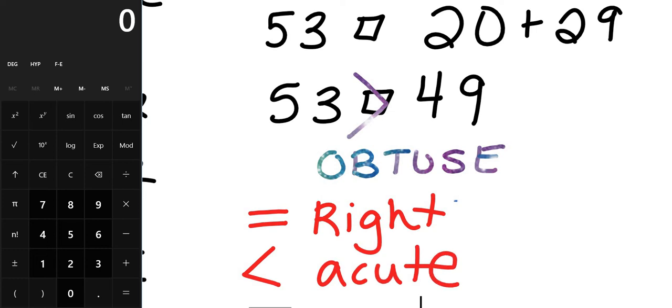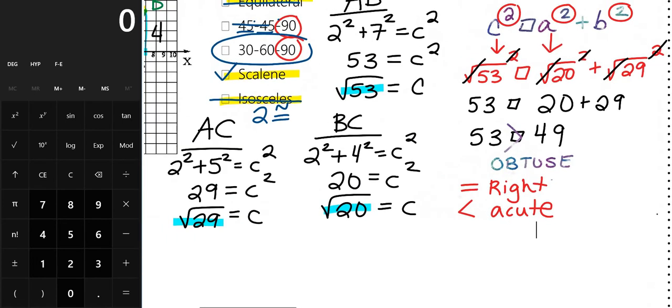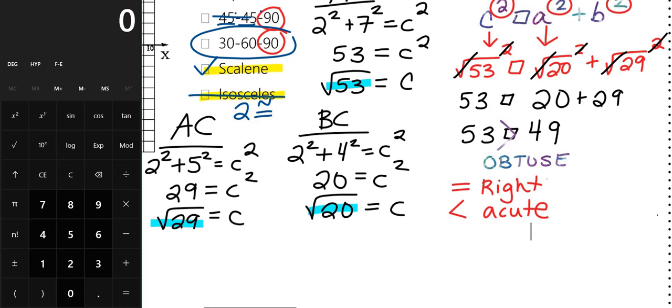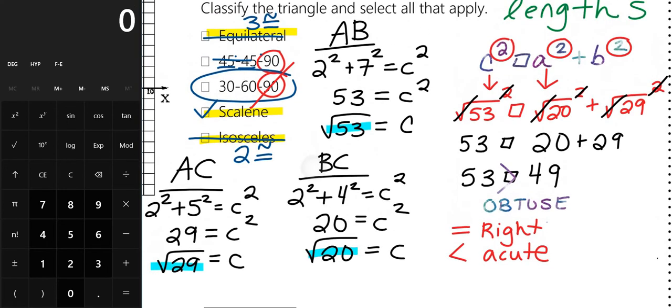Now we were looking to see, is this a right triangle? Because then maybe it's a 30-60-90. But it's not a right triangle. So that means we only have one correct choice here. All it is, is a scalene triangle, and that's it. So only scalene. Okay, let's move on.